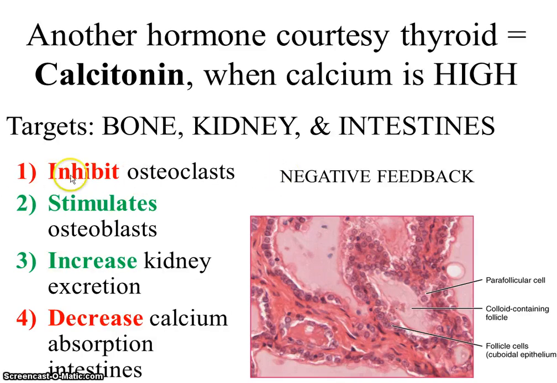So we stop that process because we've got plenty of calcium in the blood. We're going to stimulate osteoblasts, the builders. Now the calcium's going to come out of the blood and into the bone and be stored in the bone as calcium phosphate. We're going to tell the kidneys, calcitonin specifically, to pee away this excess calcium. And we're going to tell the small intestines to not absorb as much calcium from our diet.